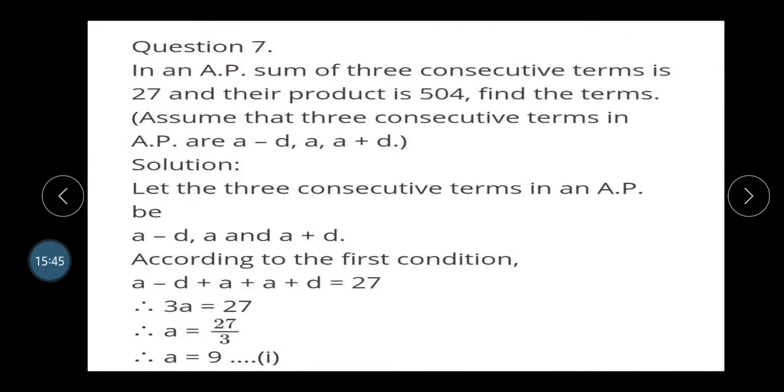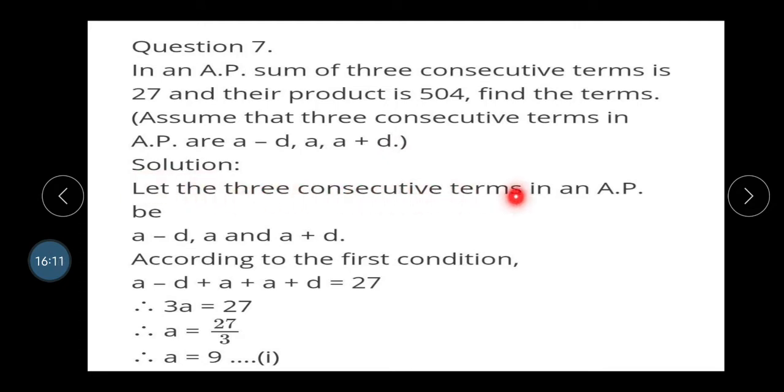Now question number 7. In an AP, the sum of 3 consecutive terms is 27 and the product is 504. Find the terms. They have told you to assume that the 3 consecutive terms in AP are A minus D, A and A plus D. So we will write the solution by assuming this only.